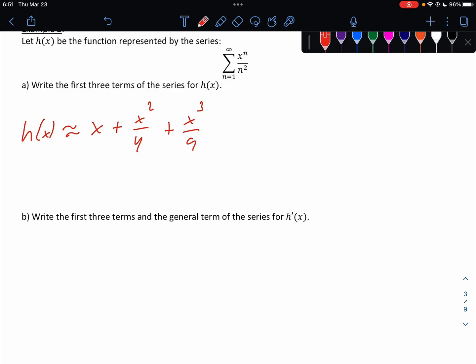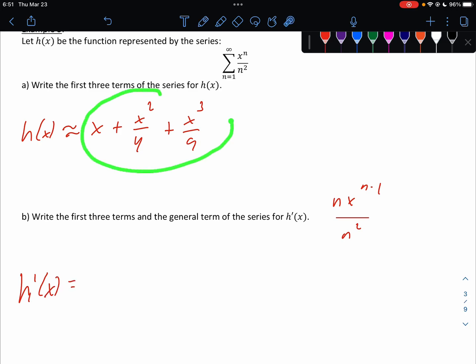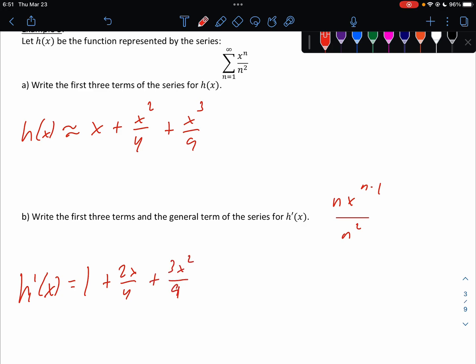All right, well, first of all, let's take h prime of x here. So remember, we're differentiating this. We're not differentiating the n squared. So the n squared is going to stay n squared. In the numerator, we can do n x to the n minus 1. That's it. That is our differentiation of the series. So for h prime of x, the first three terms, we can differentiate this if we wanted to, or we could take the first three terms of this. It doesn't matter. It should be the same. So it's going to be 1 plus 2x over 4 plus 3x squared over 9. And we can simplify those a little bit if we want to. Plus, and now this is our nth term right here.